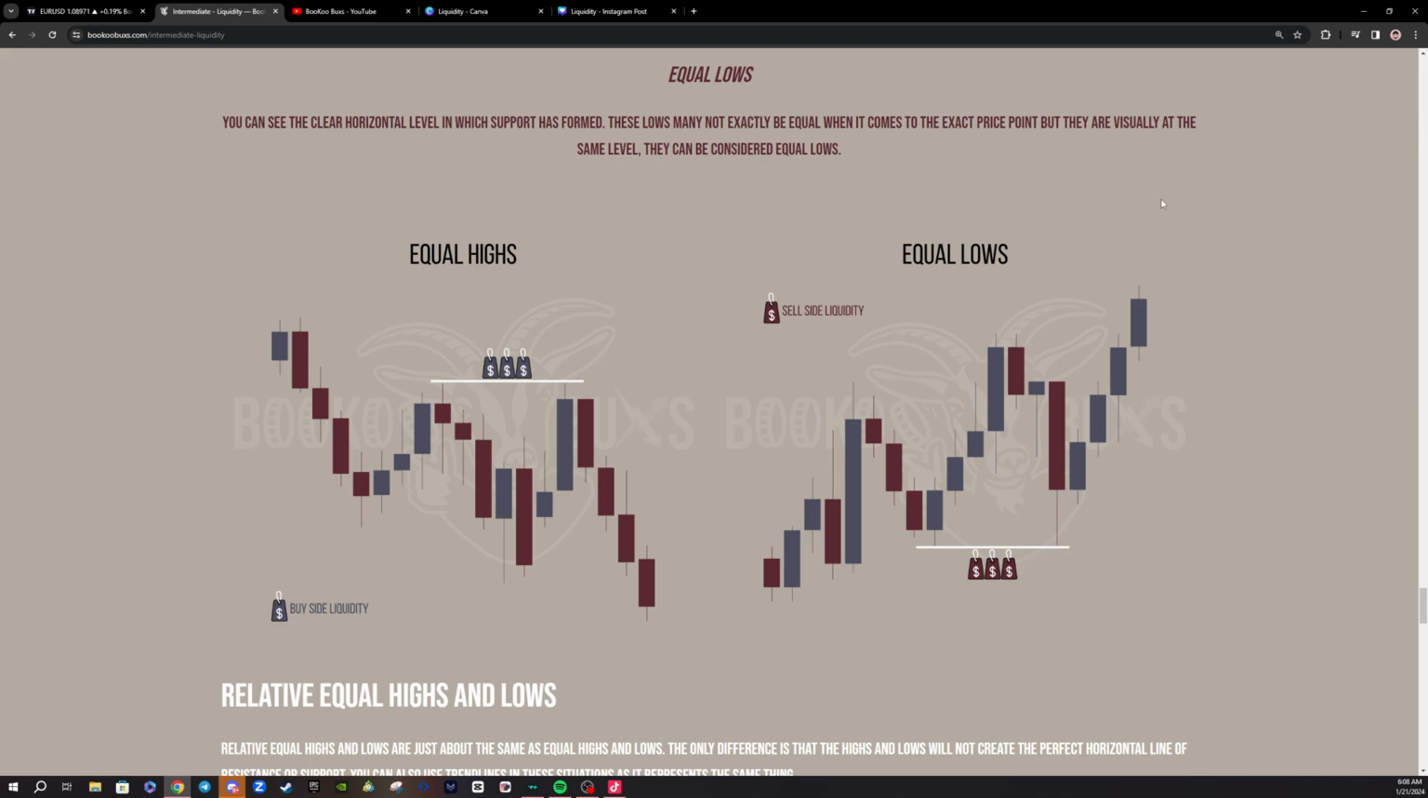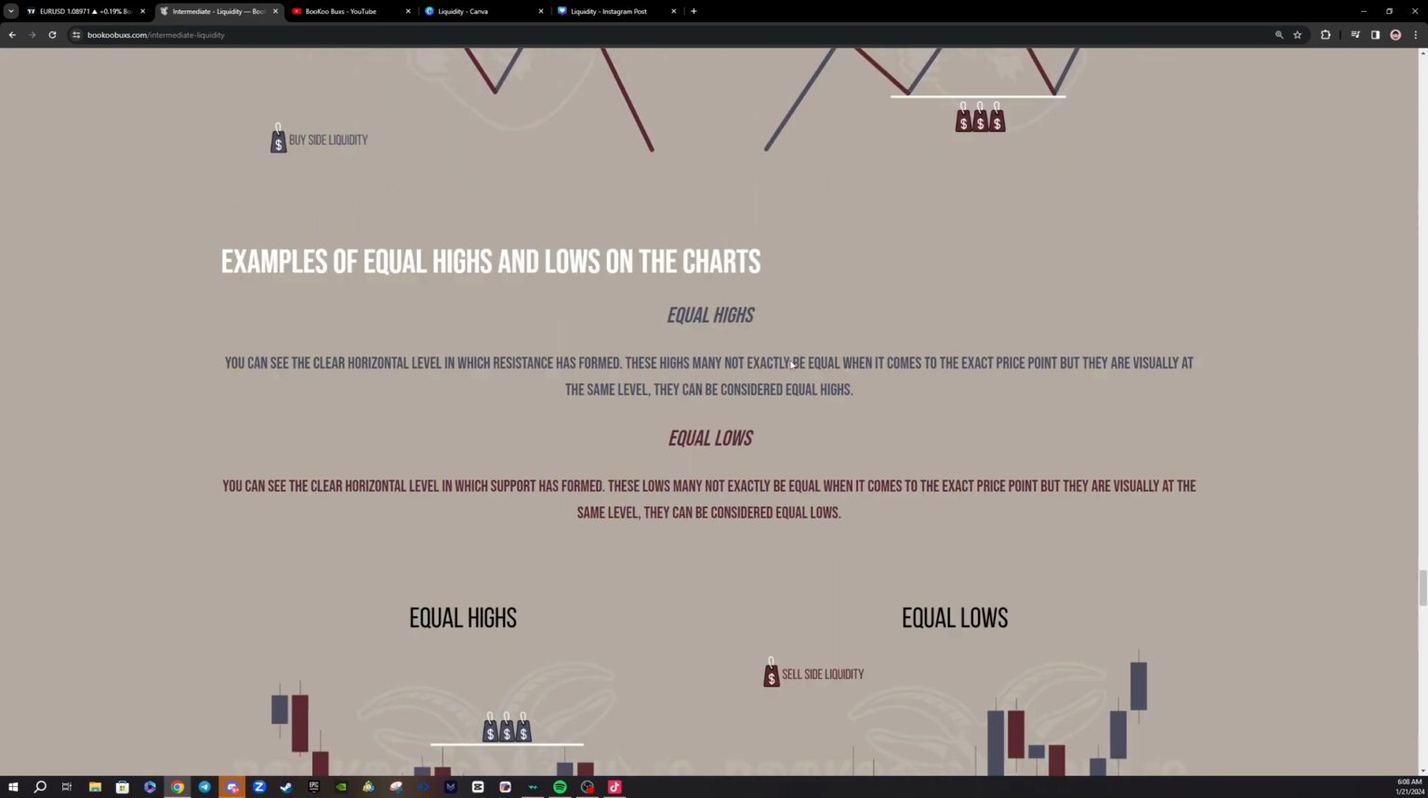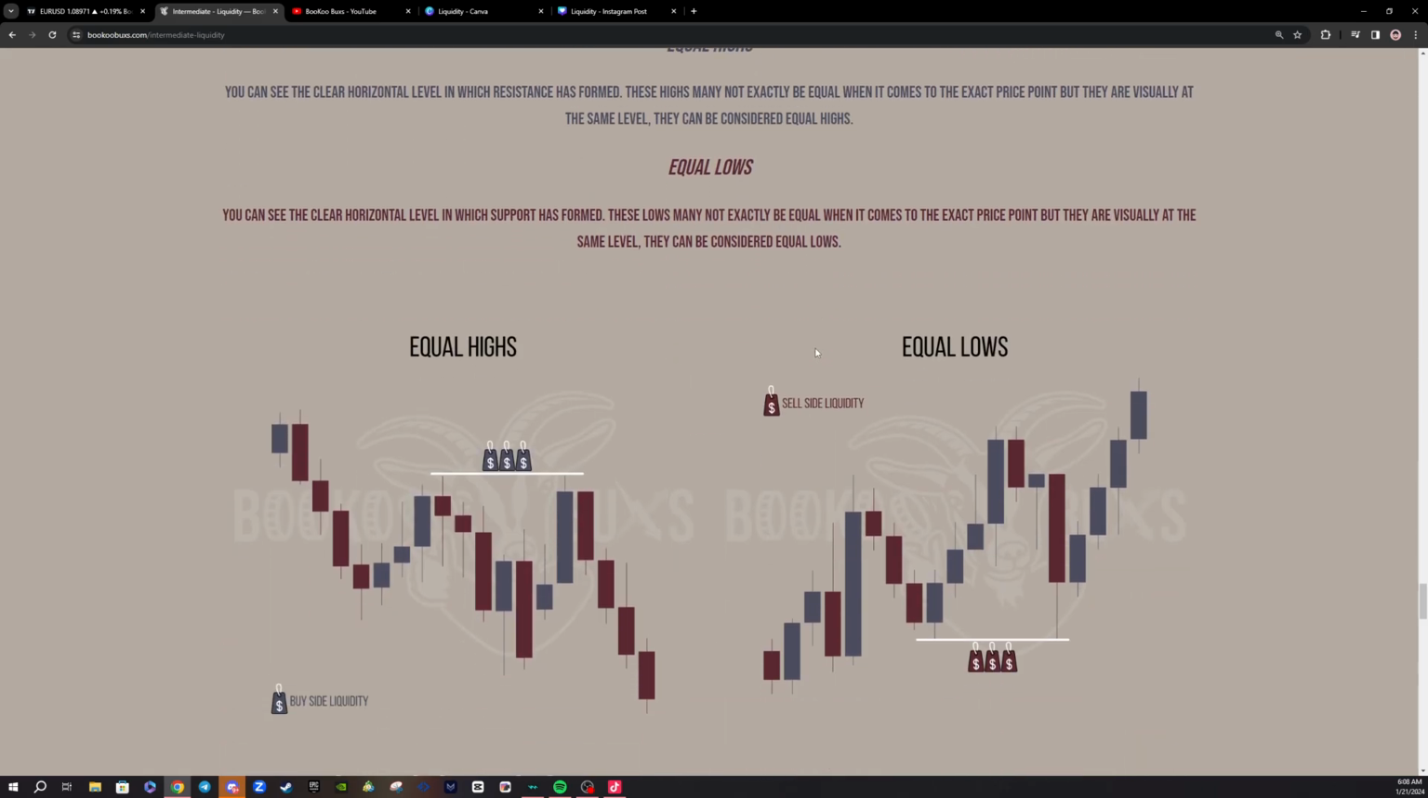Again, I can only give you a couple examples because I could give you 10 examples, but every single day, each chart is going to look different. But every time you see me refer to equal highs, it's going to apply with these concepts, basically.